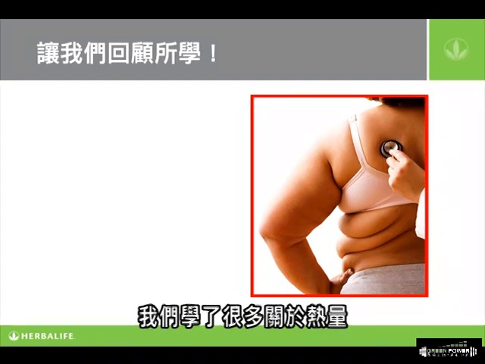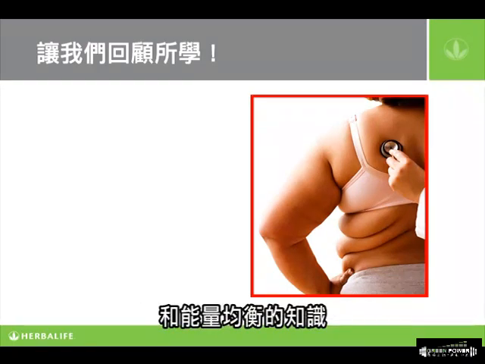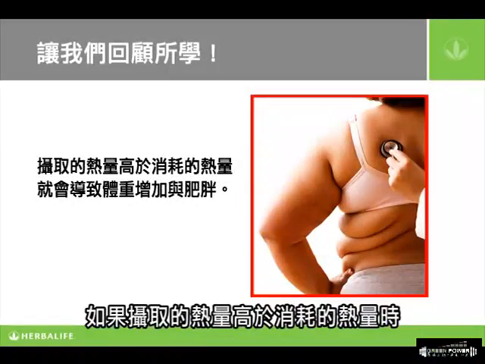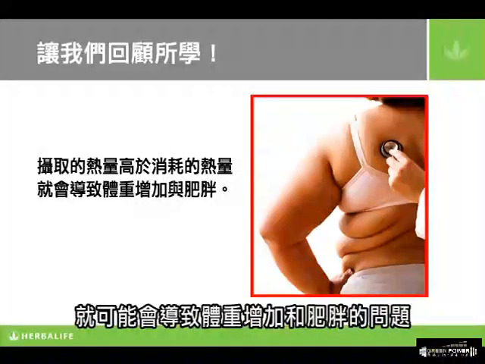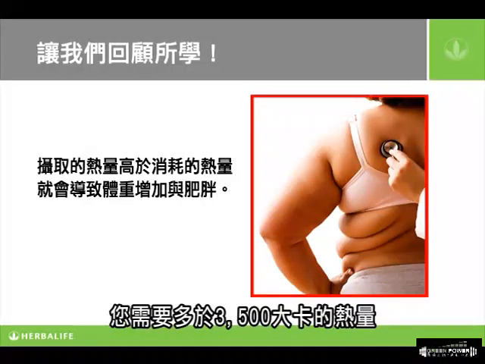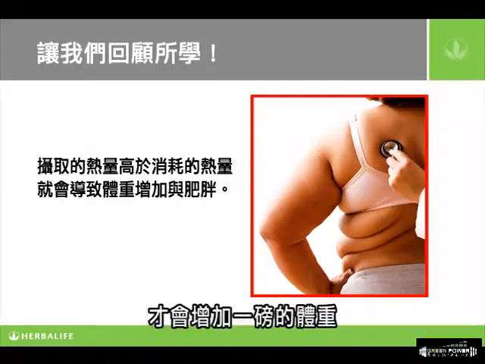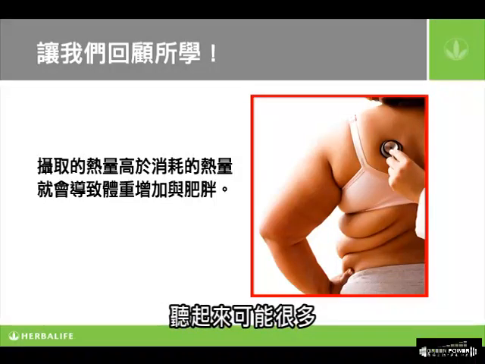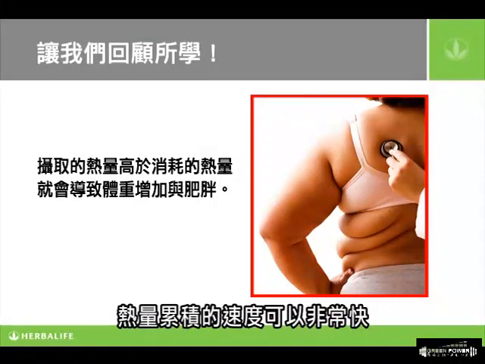We've learned a lot about calories and energy balance, but the bottom line is that if you consume more calories than you burn, it can lead to weight gain and obesity. It takes 3,500 extra calories to gain a pound. That might sound like a lot, but calories can add up fast.